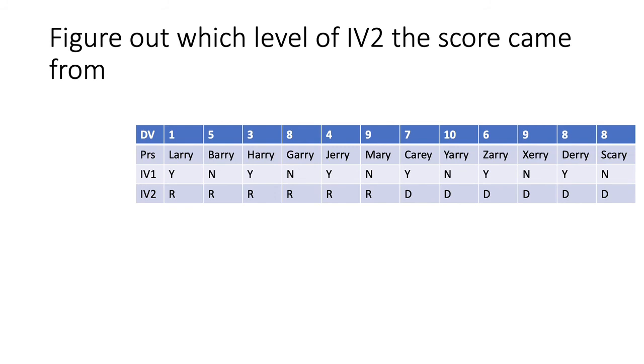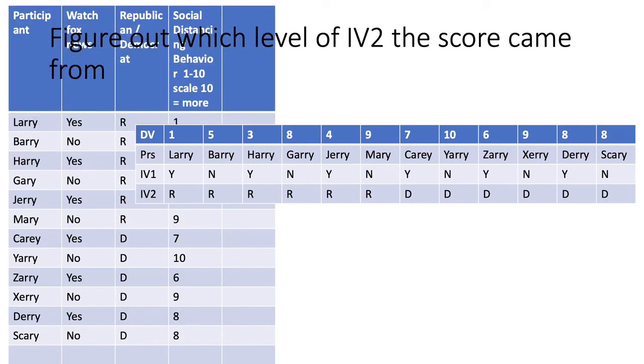Same thing for independent variable 2. I'm saying score 1 is associated with a political orientation of Republican. 5 is associated with political orientation of Republican. 3, 8, so forth, Republican up till 9. 7, 10, 6, 9, 8, and 8, those scores, not the number of scores, those actual scores, are associated with Democrat scores. So right now, this is how you enter your data.